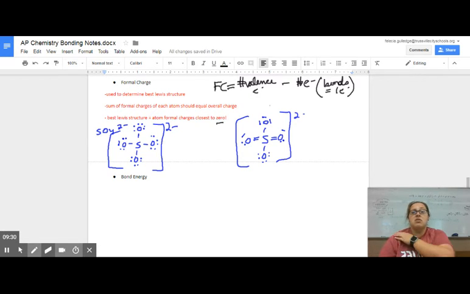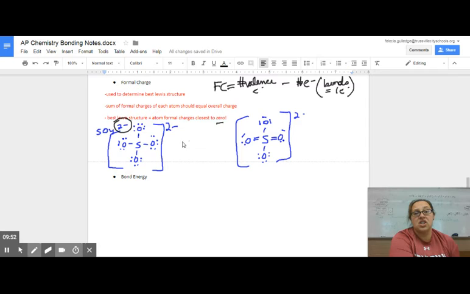So it is used to determine the best Lewis structure. Here are some things that you have to remember. What you're going to be doing is finding the formal charge for each atom in this molecule, and the sum of all those formal charges should equal the overall charge. The overall charge here is -2.